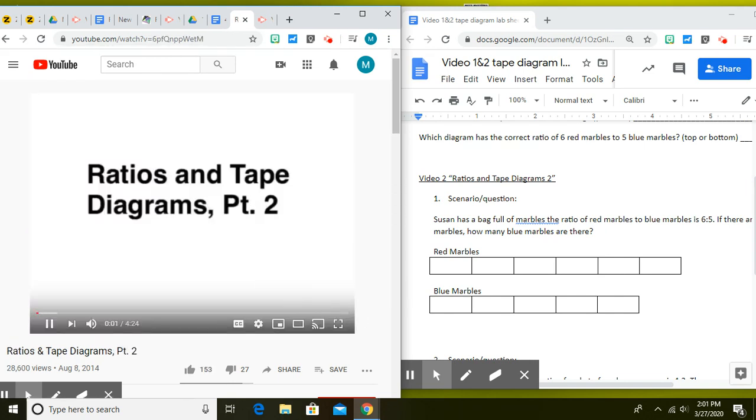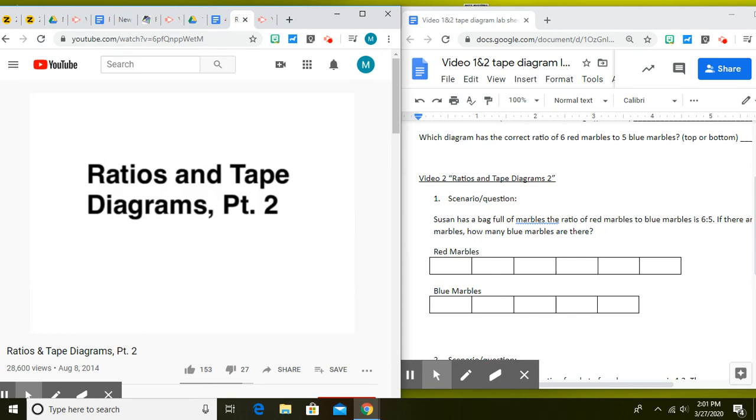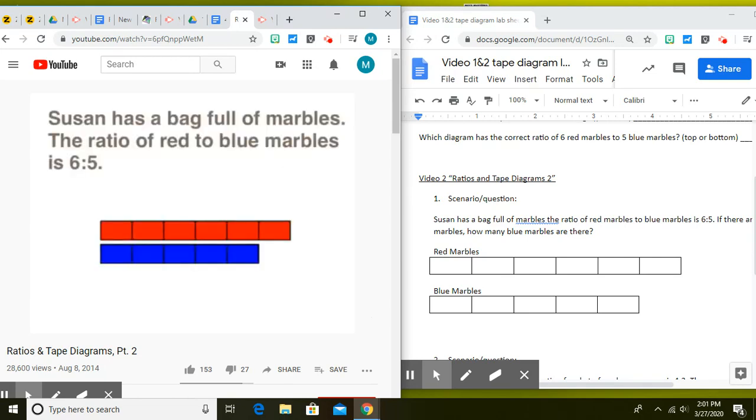Hello again, you little mathematicians. Today we're going to take the tape diagrams that you learned about in the last video and use them to help us solve some more complex ratio problems. Just to remind ourselves, here's the scenario from last time. Susan has a bag full of marbles. The ratio of red to blue marbles is 6 to 5. Here's a tape diagram representing that situation. We've got 1, 2, 3, 4, 5, 6 red bits of tape put together and 1, 2, 3, 4, 5 bits of blue tape. So this shows the ratio is 6 to 5, the ratio of red to blue, 6 red to 5 blue.